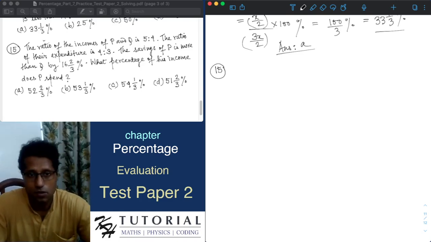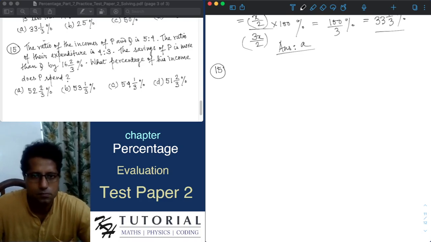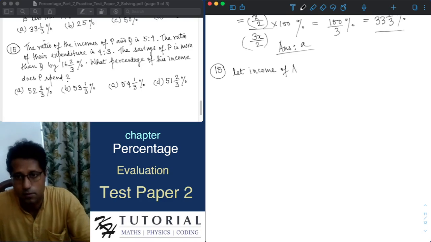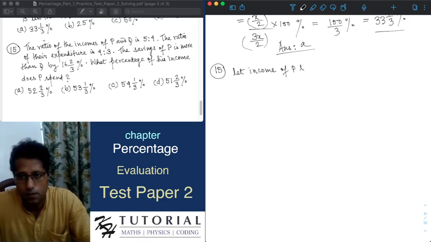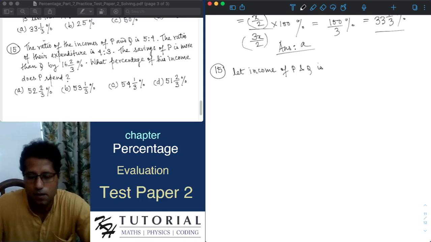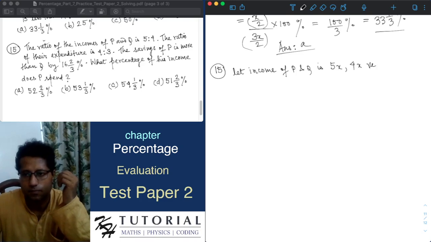Okay. The ratio of the incomes of P and Q is 5:4. The ratio of the expenditure is 4:3. Okay. So let income of P and Q, based on the given ratio 5:4, we can say let income of P and Q is 5x and 4x respectively.